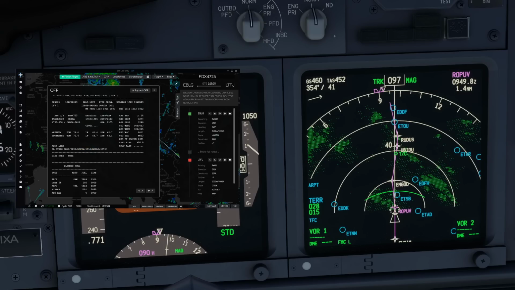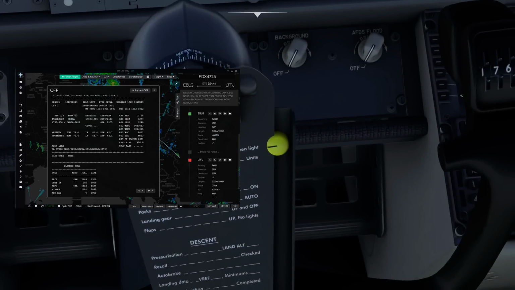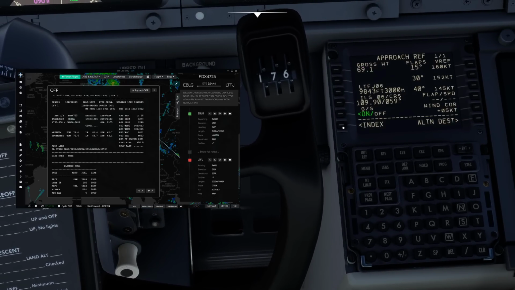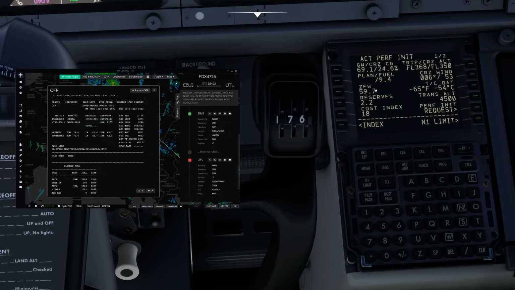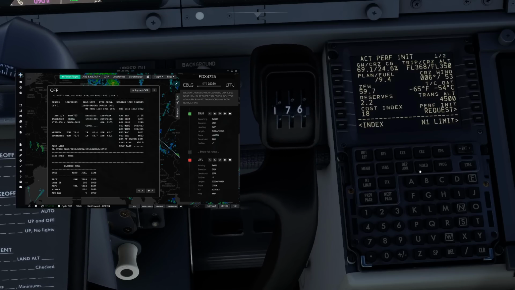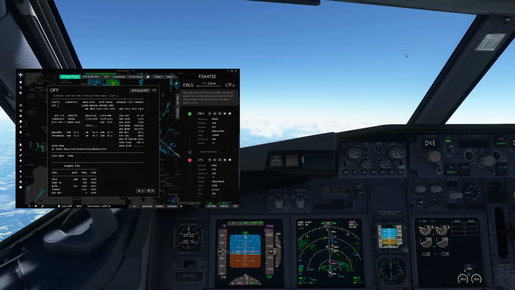Now, that first filed cruising level is obviously based on the zero fuel weight that you had in the flight plan, which in this case is 62.1 tons. However, if we have a look into the init reference page, we are going to notice that we only have 57.9 tons, which is roughly 2.5 tons less than the planned weight. Obviously, this raises our optimum flight level, and therefore the airplane is technically able to climb higher than the flight level filed in our flight plan.